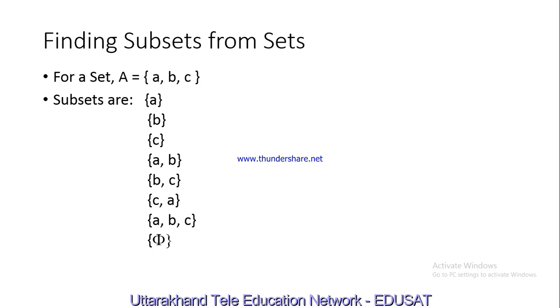And here we can see that there are basically 8 subsets. When we took one element at a time, we got {a}, {b}, {c}. Taking 2 elements at a time, we have got 3 subsets {a, b}, {b, c} and {c, a}. And taking 3 elements at a time, we got {a, b, c}. And since phi is a subset of all the sets, so basically we have now got 8 different subsets.